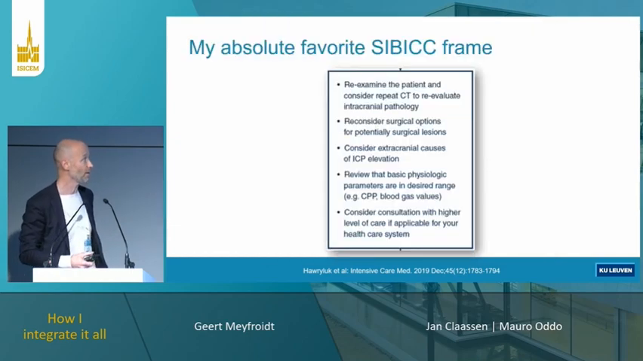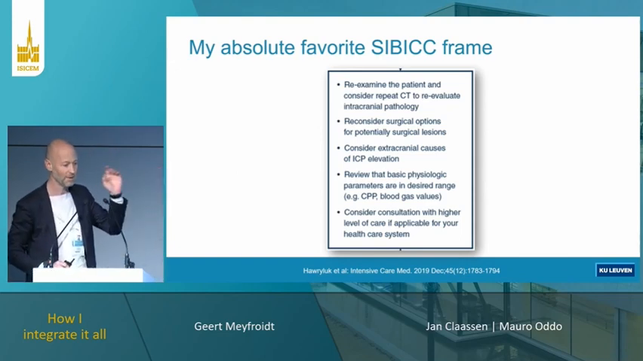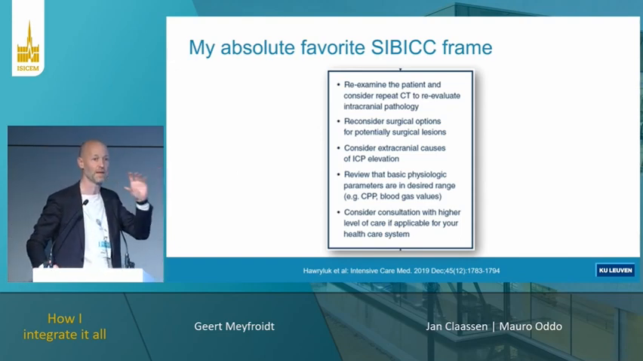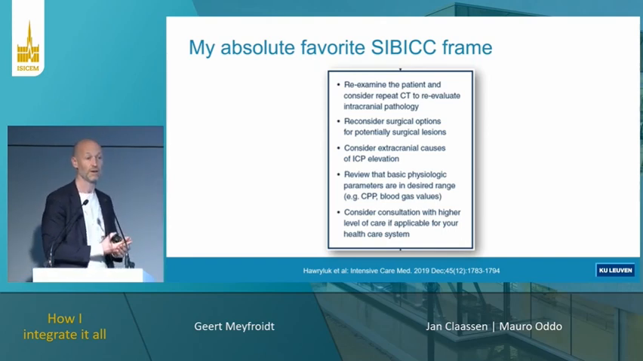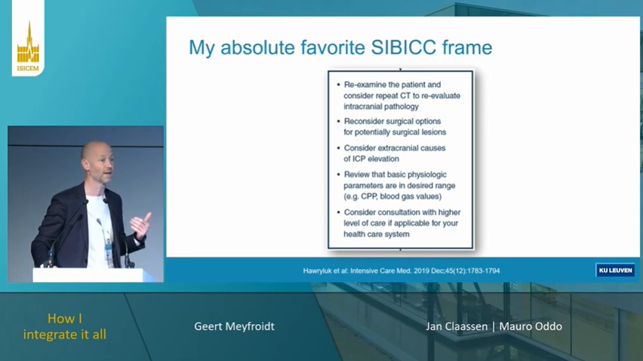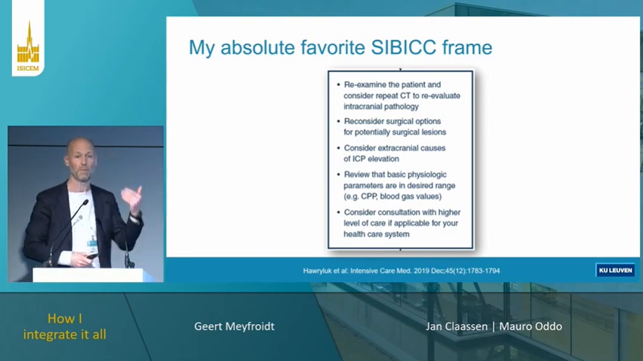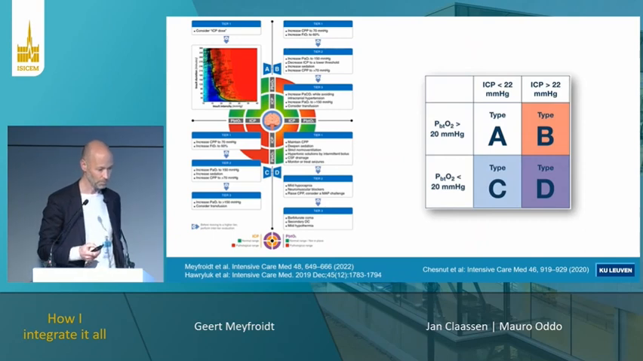Actually, I have one favorite frame in the SIBICC guidelines, and that's this frame. It's actually the most important frame. That is what you do between the tiers, the inter-tier. That is that you go to the patient, examine the patient, try to see whether there's something easily reversible, that you maybe repeat your imaging before moving to a next tier. So first define your problem, then move to therapy.